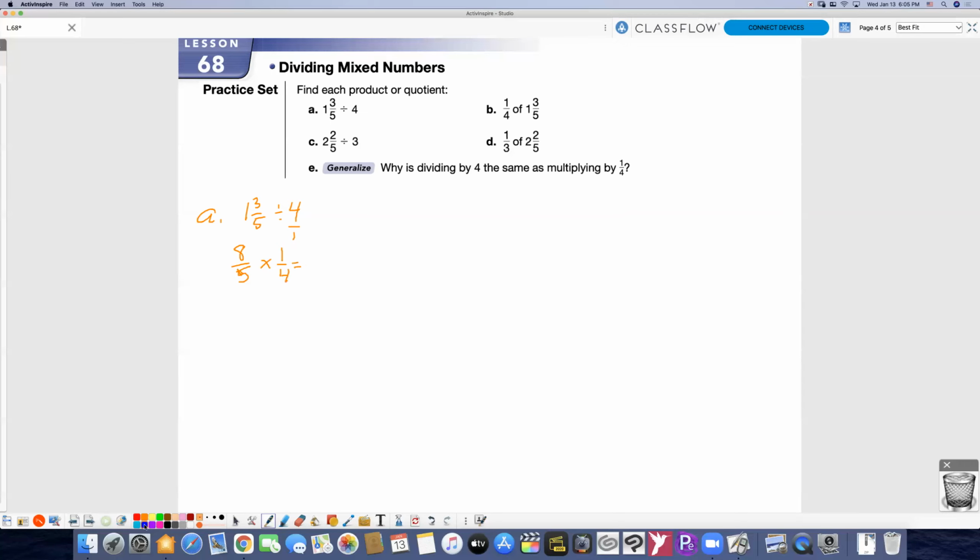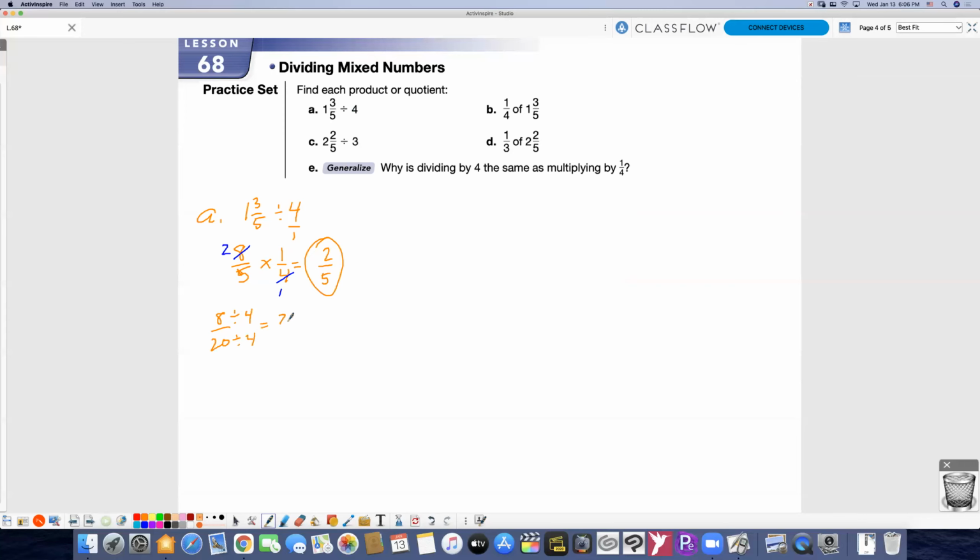Now you can see there's a relationship between this 8 and this 4 right here. 8 divided by 4 is the same as 2 over 1. And if you do that, you end up with a reduced fraction answer right off the bat. 2 times 1 is 2, and 5 times 1 is 5. So A would be 2/5. If you didn't reduce it, you would have ended up with 8 times 1, which is 8 over 20. And you'd have to recognize both of those are divisible by 4.